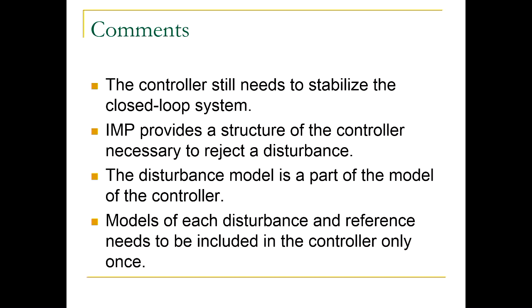Now, the internal model principle provides a structure for the controller that is necessary to reject disturbance. It will reject disturbance if the controller also stabilizes the plant, the closed loop. Note that the disturbance model is part of the model of the controller, and models of each disturbance and reference need to be included in the controller only once.